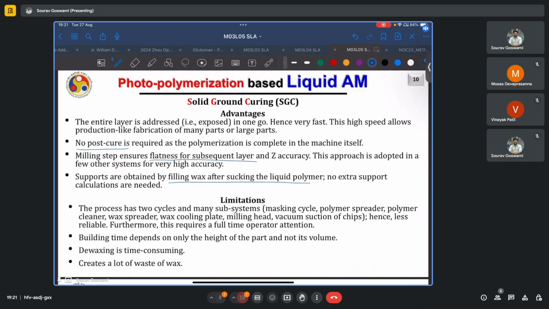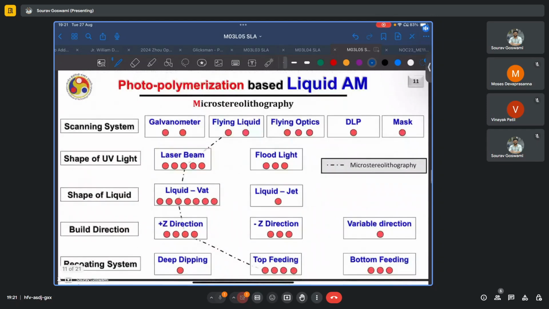The building time depends only on the height of the part and not its volume. So even if you have a very slender part, which does not have a large volume, but is very long, and there are constraints which force you to align it along the build direction only, even for this small part, you will require a large build time. The dewaxing process is highly time consuming and a lot of wax is wasted, which cannot be recovered.